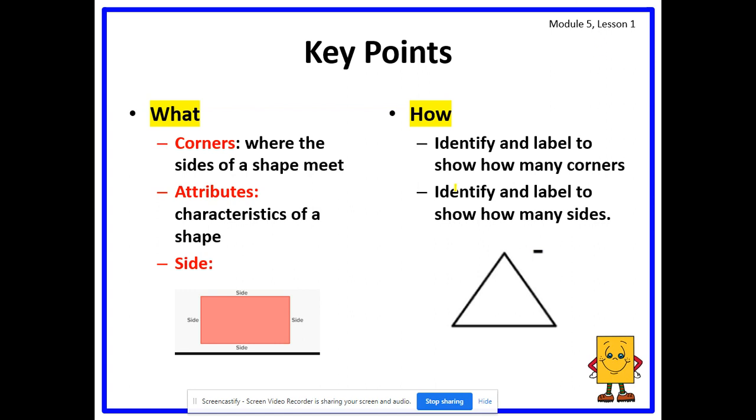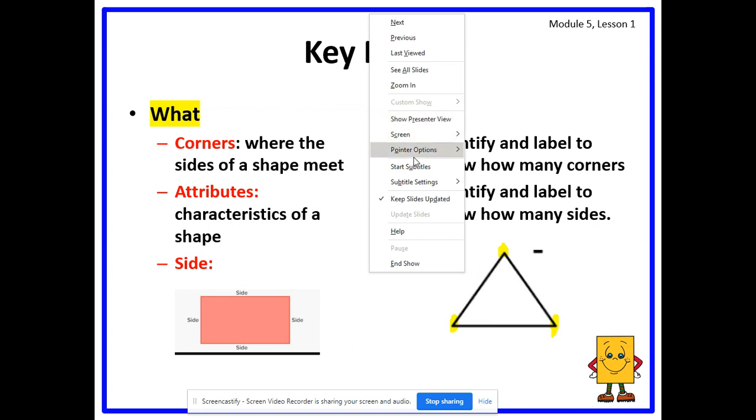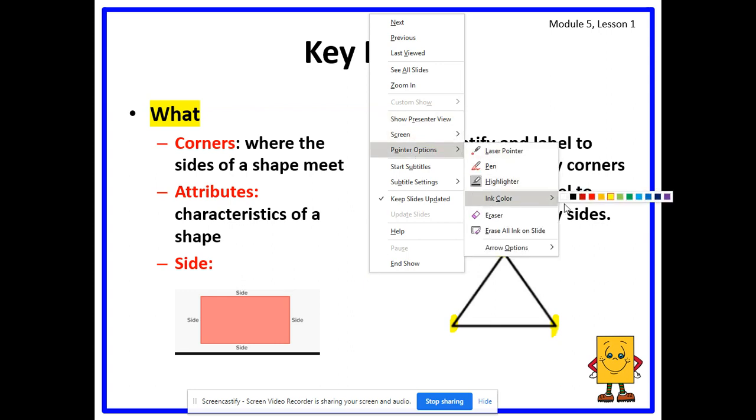Well, how are we going to do that? 2 simple steps. We're going to identify and label to show how many corners. So remember, the corners is where 2 sides of a shape meet. So right here, we're going to identify and label. For this shape, it has 1, 2, and 3 corners. So there we can say that the attribute of this shape is that it has 3 corners.